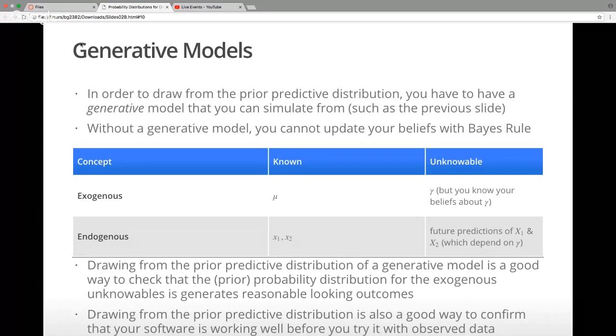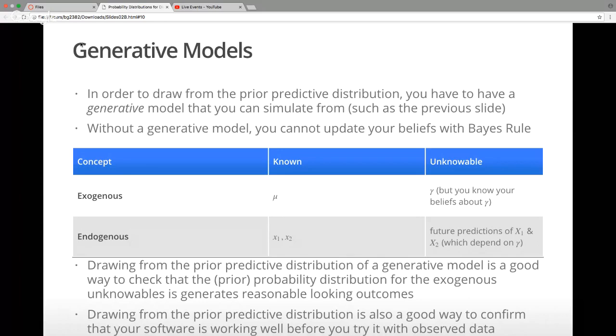The endogenous knowns, which are things that we could collect data on, but our model is attempting to explain, would be x1 and x2, the number of pins you knock down on the first roll, the number of pins you knock down on the second roll. So we can get data on that. That's an observable thing, but we're coming up with a generative model to explain how many pins get knocked down by this bowler. So it's endogenous to the model, but knowable.